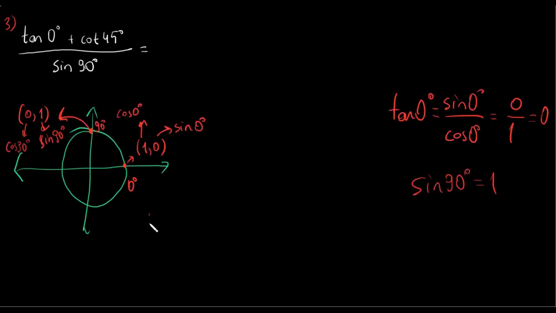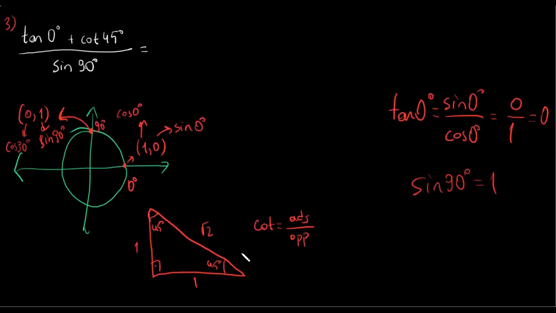Cotangent of 45. So for 45, I'm going to draw a special right triangle, 45 degrees, 90, and 45 degrees. Sides 1, 1, root 2. So you should remember this. So what is cotangent? Cotangent is adjacent over opposite, because we know that cotangent is the reciprocal of tangent. And what is tangent? SOHCAHTOA. So tangent, TOA: opposite over adjacent. If the cotangent is 1 over tangent, it's going to be adjacent over opposite.